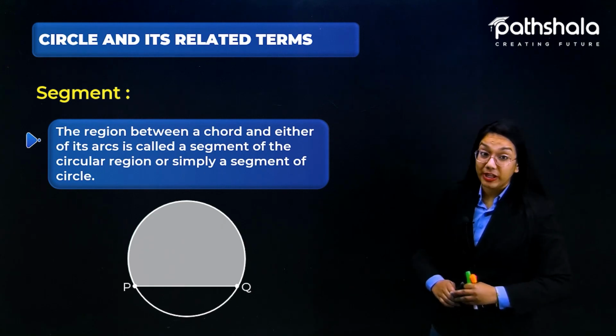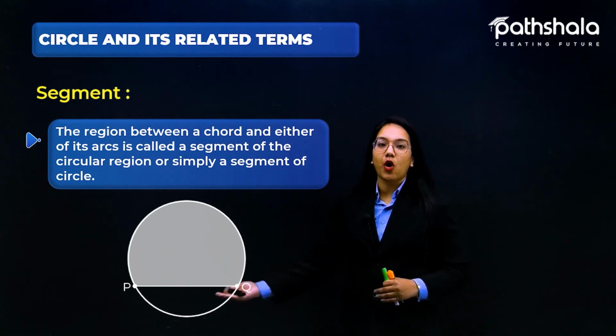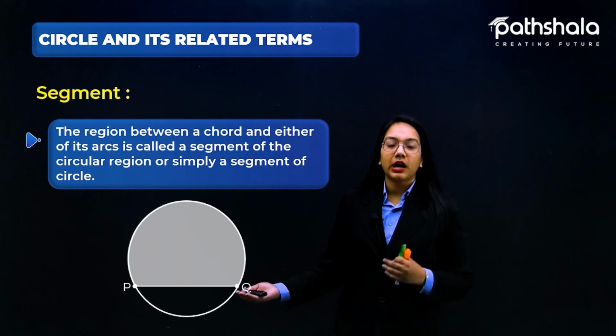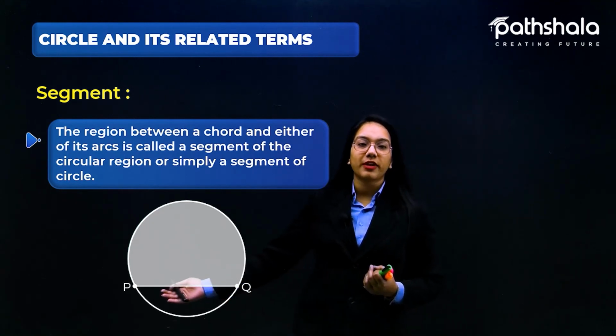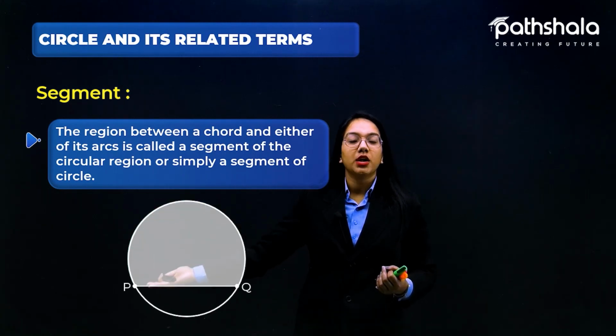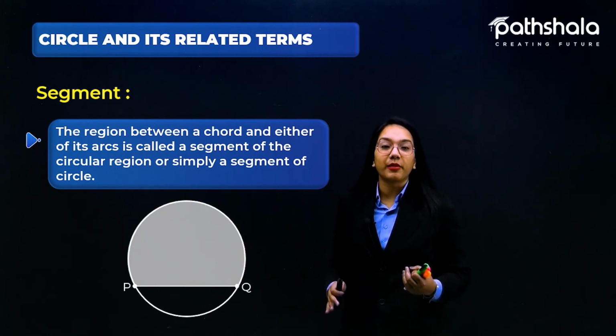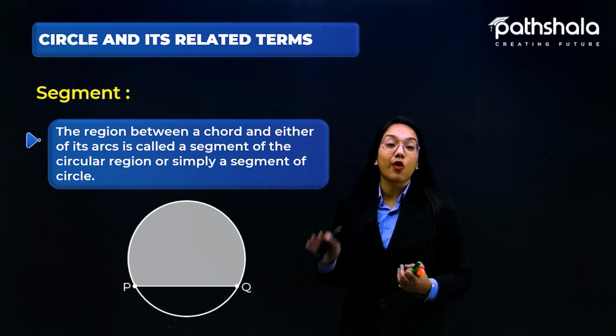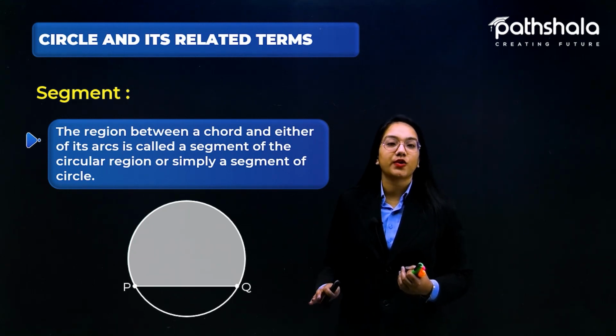For instance, if I am talking about this particular circle, you can see over here that there is a chord PQ. And if I'm talking about the arc, we have this as the minor arc and this as the major arc. As per the definition of the segment, it is the region between a chord and either of its arcs.